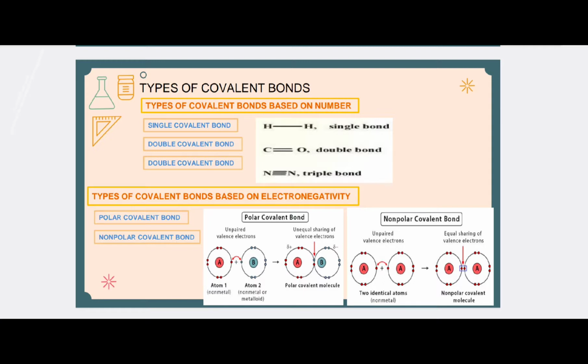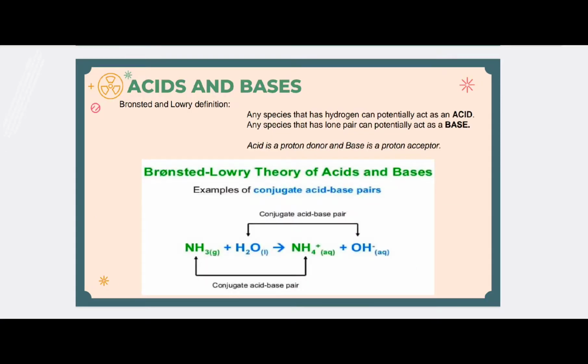A polar covalent bond occurs between two atoms having unequal electronegativity. A nonpolar covalent bond occurs when there is an equal sharing of electrons. Acids and bases. Bronsted and Lowry definition. Any species that has hydrogen can potentially act as an acid.